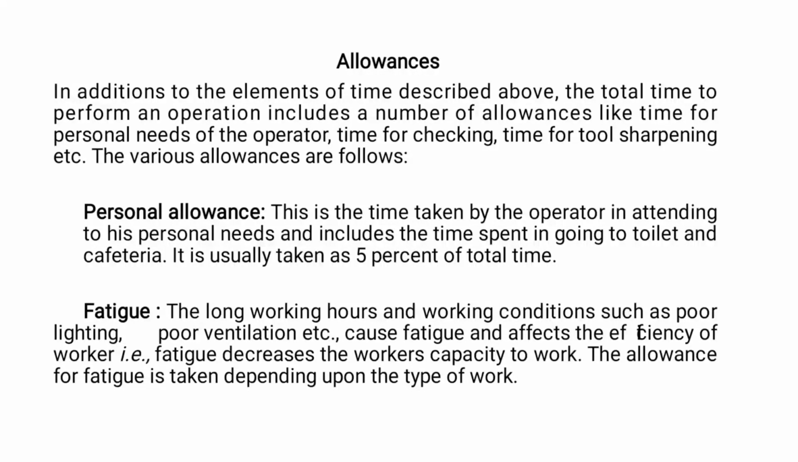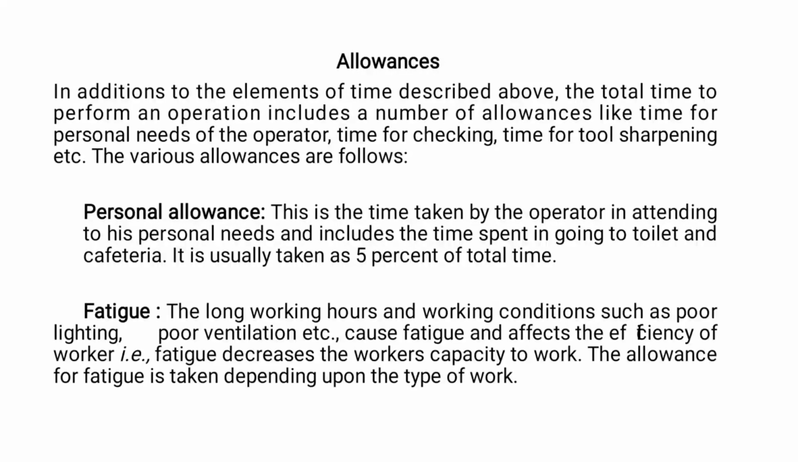Next heading is allowances. In allowances, there are personal allowance and machine allowance. In addition to the elements of time described above, the total time to perform an operation includes a number of allowances like time for personal needs of the operator, time for checking, time for tool sharpening, etc. Personal allowance is the time taken by the operator in attending his personal needs and includes time spent in going to the toilet and cafeteria. It is usually taken as 5% of total time.